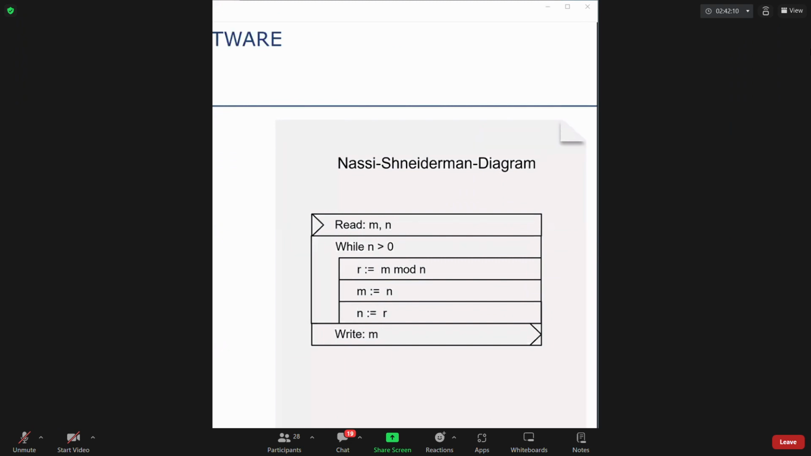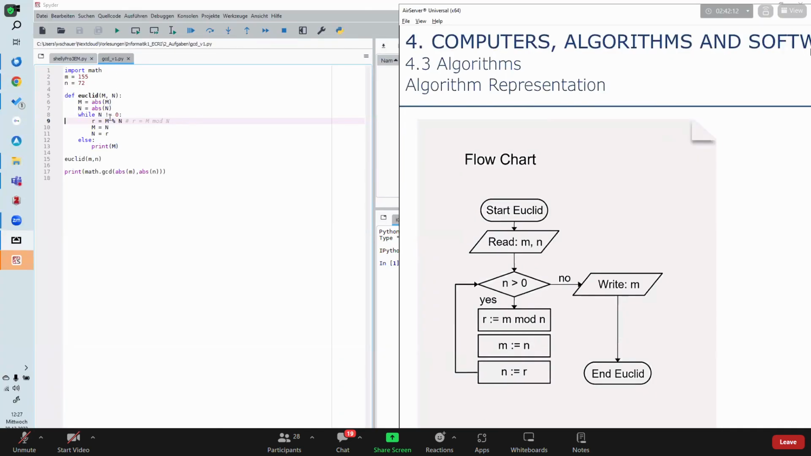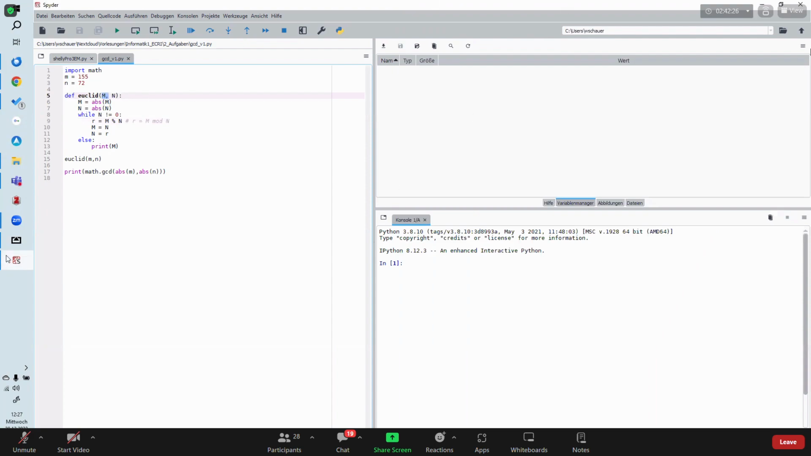So here is now this greatest common divisor realized with Python. You see here I have defined m and n with certain values and have defined a function, so an algorithm called Euclid. The interface of it is m and n.